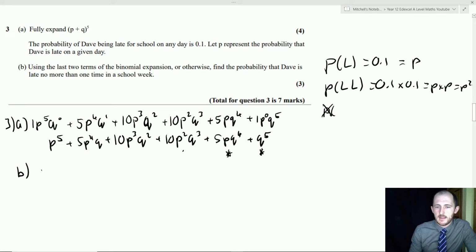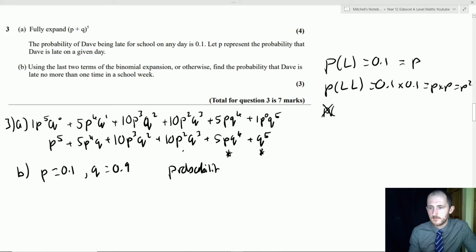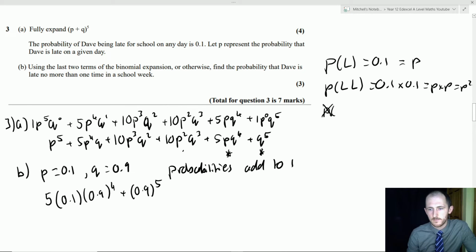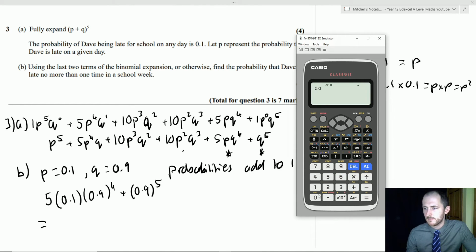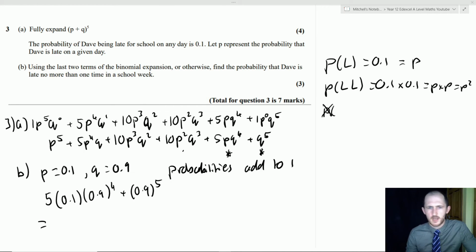So if P is 0.1, the probability he's late is 0.1, then the probability he's not late has to be 0.9, because probabilities add to 1. Okay. So now we're just using the last two terms, so it'd be 5, P is 0.1, Q is 0.9. And again, I'm going to use a calculator. So actually 0.91854.